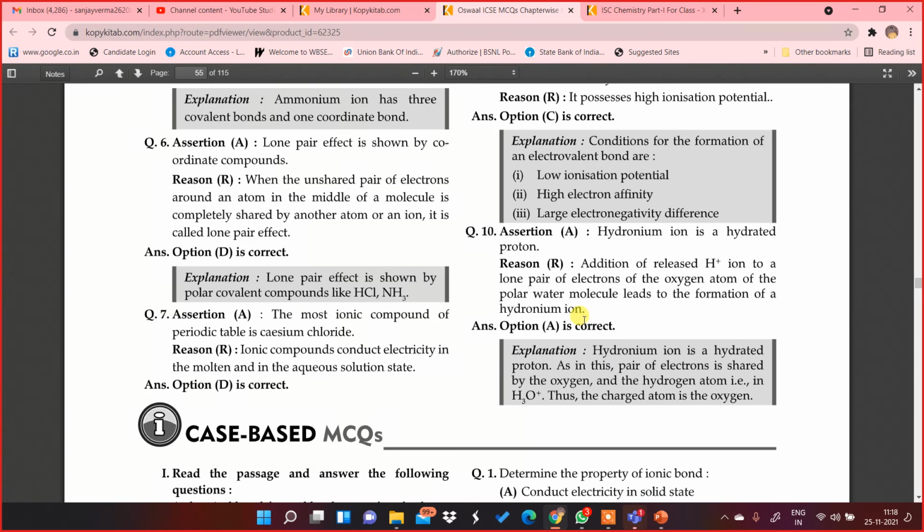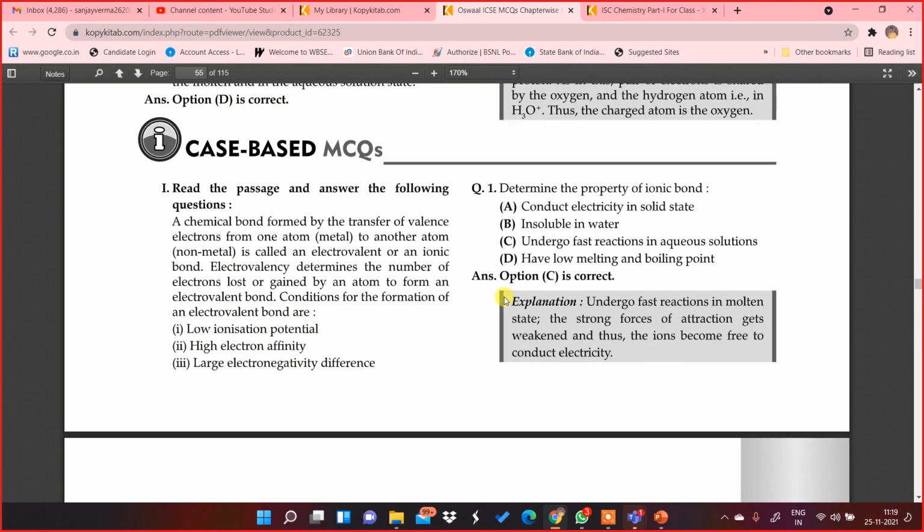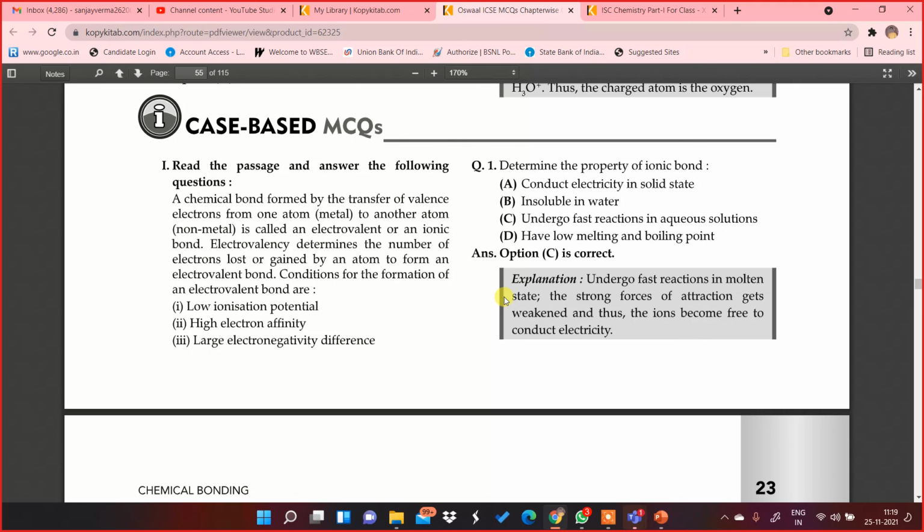So if you want to have a look at all these assertion-reason based multiple choice questions, you have to watch this video carefully. Okay. And tomorrow will be the last chemistry class before the semester one examination. So tomorrow I'll be trying to cover the next chapter, that is acids, bases, and salts. And if time permits, then I will also do mole concept and stoichiometry.